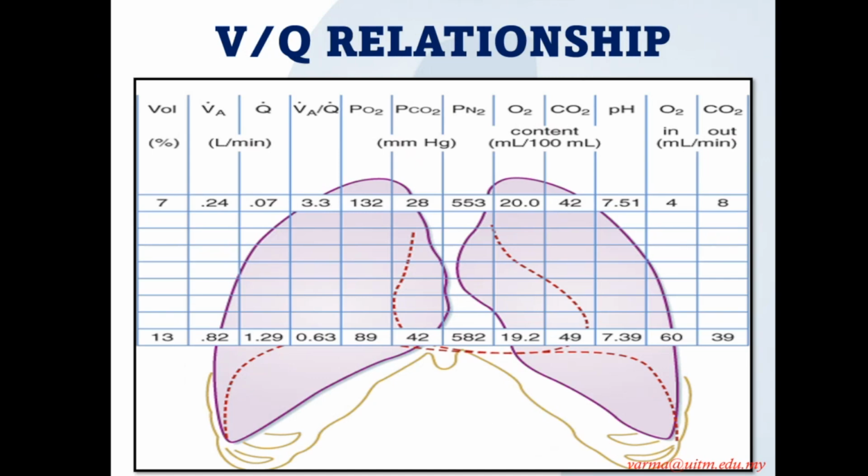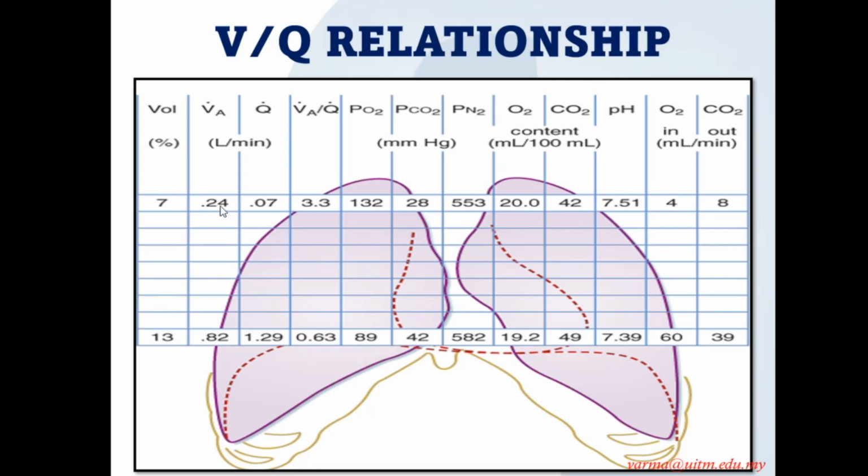So this is the full way of putting it in one picture. So this is your apex and base. So you can say the ventilation improves from apex to base, but your perfusion improves even more. Thus the VQ response is different.